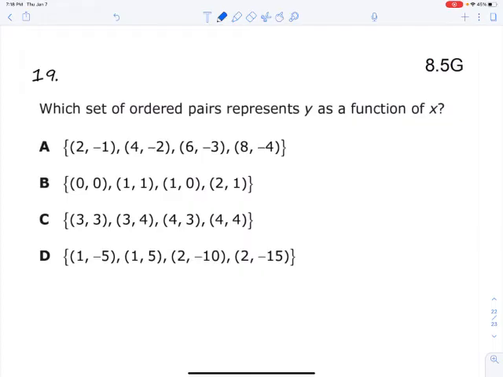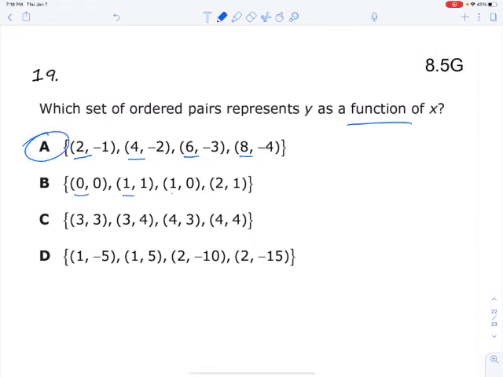Question number 19. Which set of ordered pairs represents y as a function of x? So this one's just dealing with functions. Okay, so we know in functions, king is the x value of the coordinate. And the x value must be unique. Okay, so we look at our sets. We look at the x part. 2, 4, 6, 8. They're all unique. Is that a function? Yes.